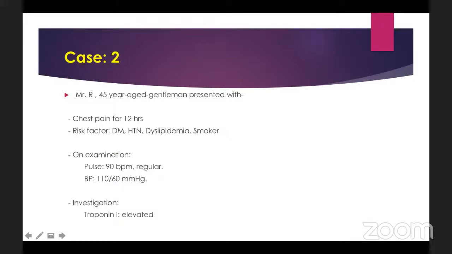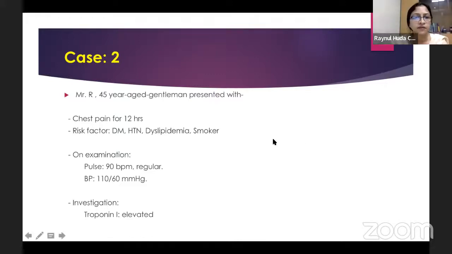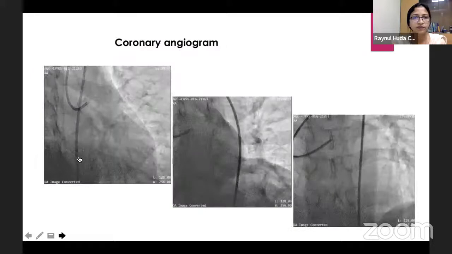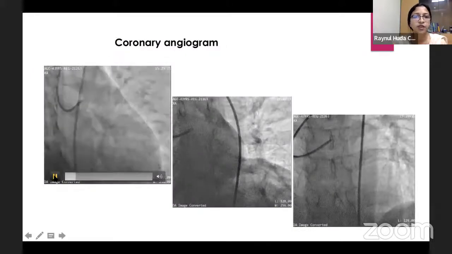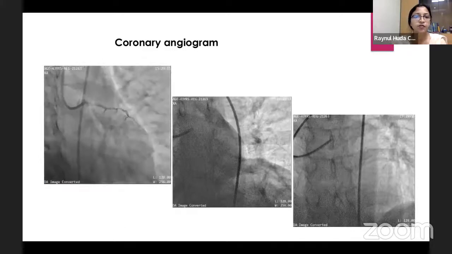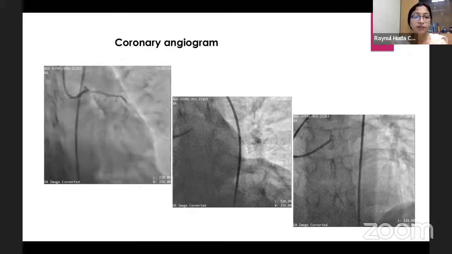My second case is a 45-year-old gentleman presented with chest pain for 12 hours. Patient was diabetic, hypertensive, dyslipidemic, a smoker, and on admission he was hemodynamically stable, troponin was elevated. So we are dealing with a case of non-STEMI. But patient has ongoing chest pain, so we took the patient urgently to Cath lab. And patient also has impending heart failure.